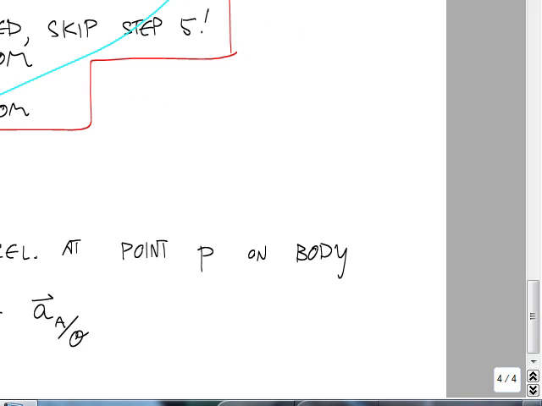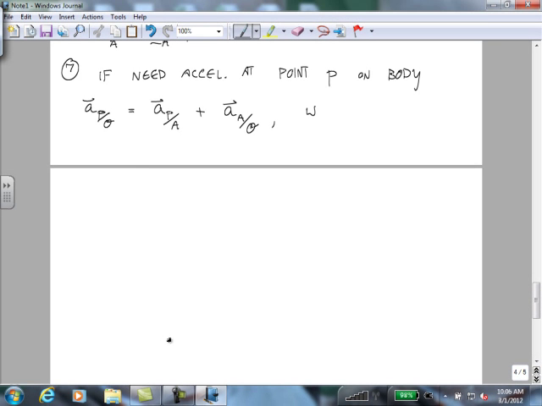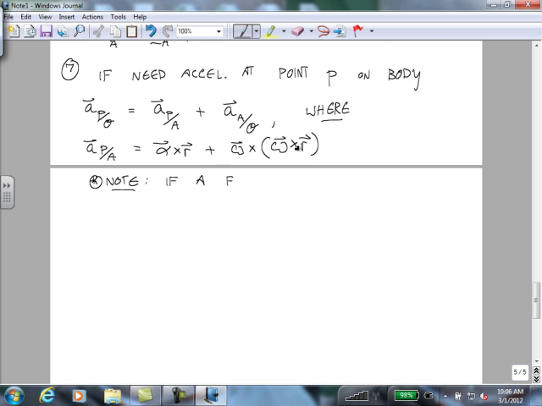Where the acceleration of P relative to A is equal to alpha cross R plus omega cross quantity omega cross R. And notice for step 7, if A is fixed, then the acceleration of A relative to the origin is equal to zero. And you get that acceleration just totally from that circular motion equation.